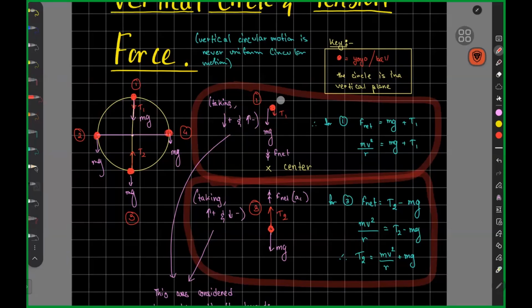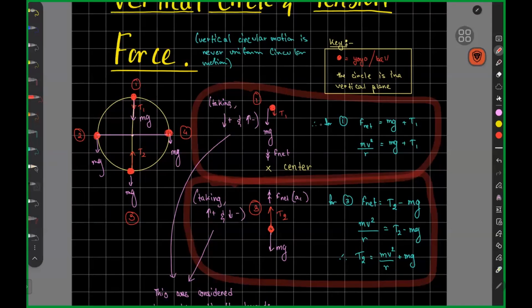So I have a bob, and at position one, what I have is both mg and tension pulling it downward. Hence, my net force is also downward towards the center. Now, by the way, the net force is the centripetal force. The net force is going to be the centripetal force. Now, for position one, F net is going to be given by the sum of mg and T1, which is the tension in position one.